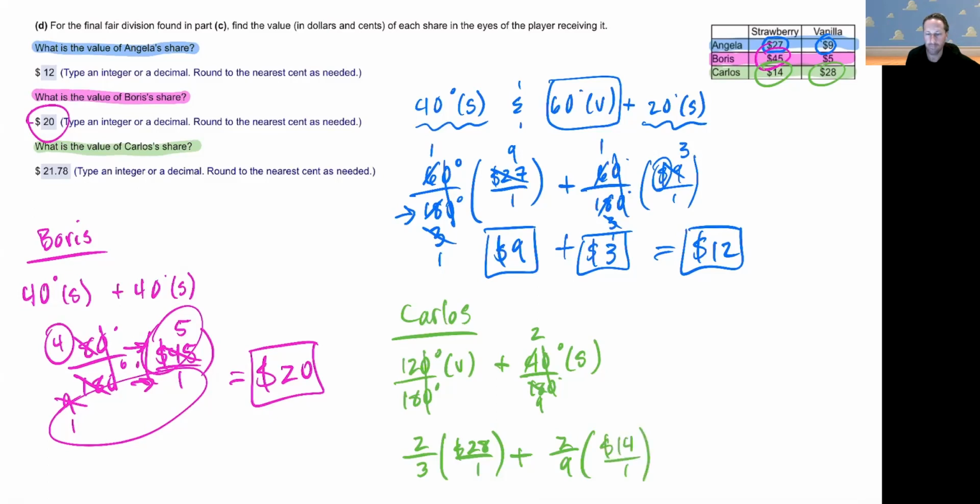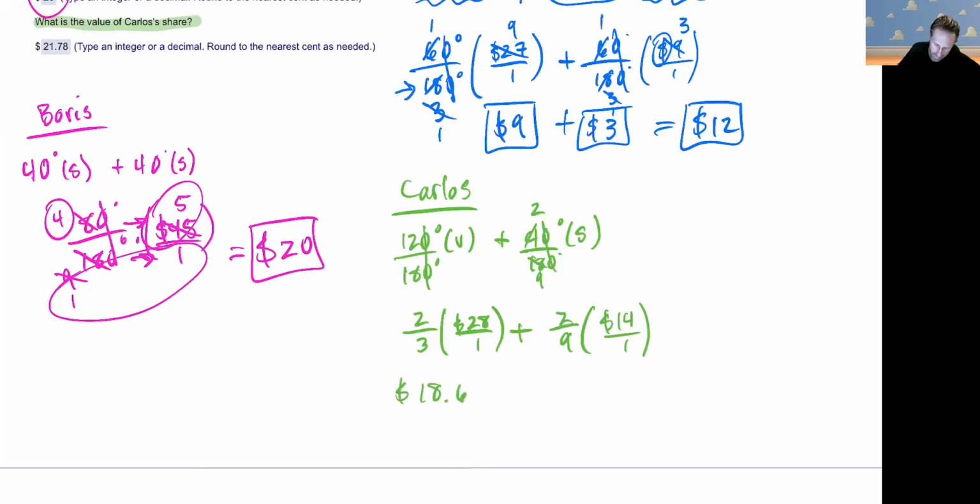$14. Now notice these are not as nice. You're actually going to have to use a calculator because 3 doesn't go into 28 and 9 doesn't go into 14 nicely. Okay, so multiply these out, and this is why it says you may have to round. The other ones came out nice whole numbers, we didn't have to, but this one, as you can see, will not work out well.